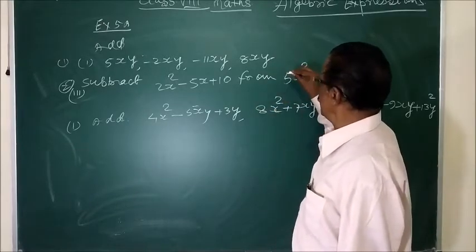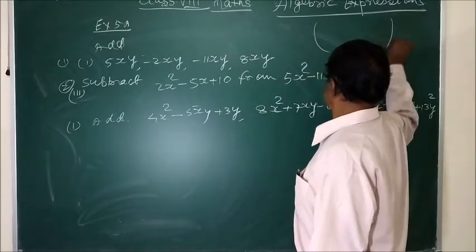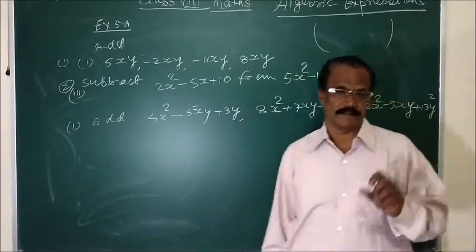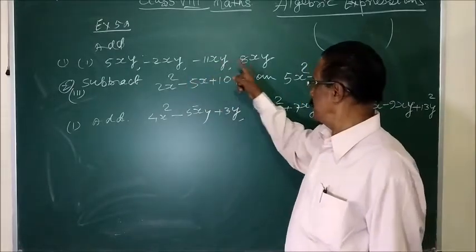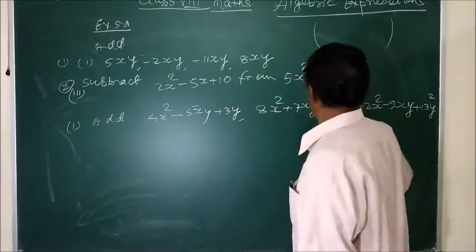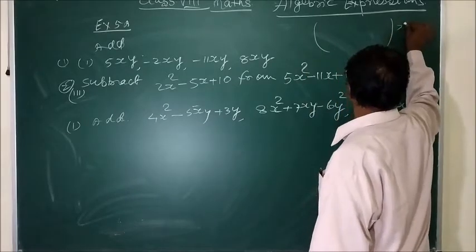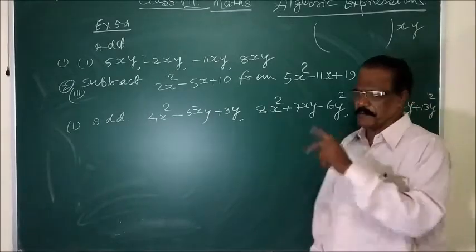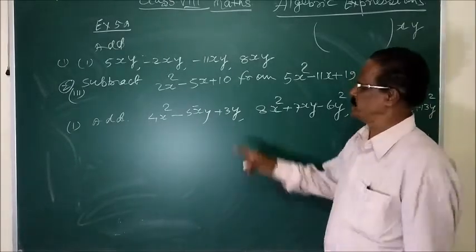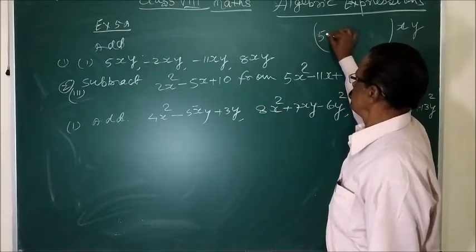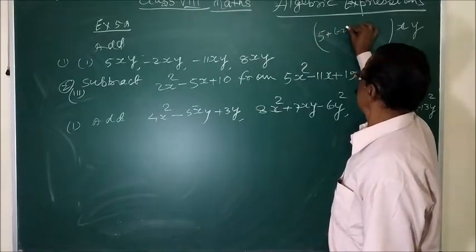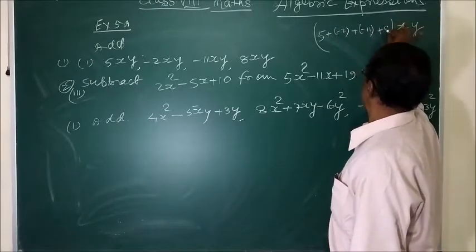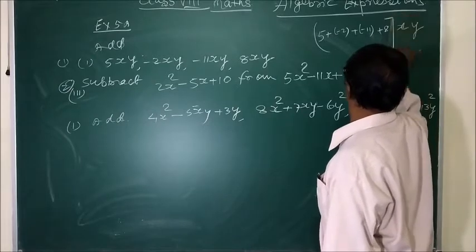So first method, what do you see from this question? All the terms have the same variables, xy, xy, xy, xy. So you can take the common variables outside the bracket and simplify the remaining coefficients. This is 5 plus minus 2 plus minus 11 plus 8.